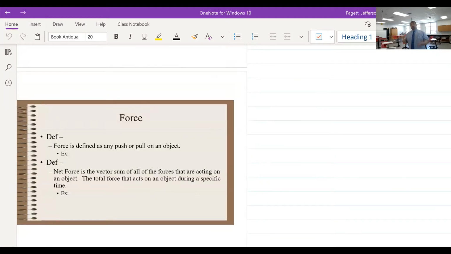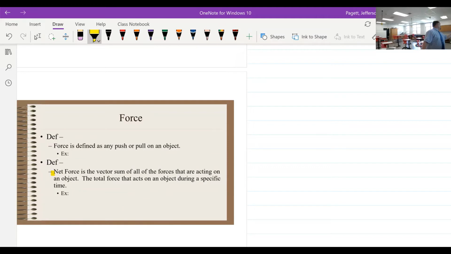Now, we need to define what a force is. We're going to generically define force to be any push or any pull on an object. Okay? And then this is really crucial, I'm going to highlight it. Net force. We're going to be talking about net force a lot because you can have a force of push on an object. If I push on this screen, there's a force there, but it doesn't necessarily require motion.